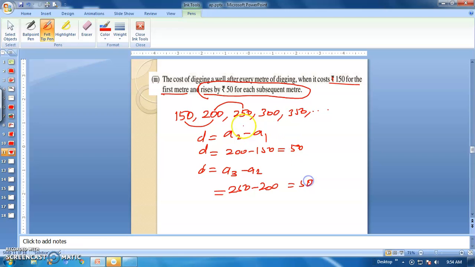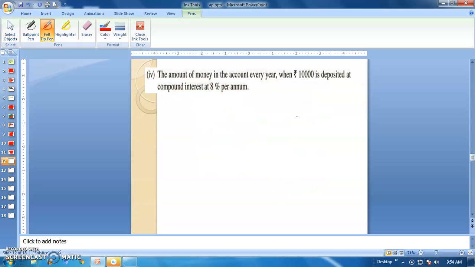So the difference between the second and first is 50, third and second also 50, and if you subtract the third from the fourth, also 50, and this one also 50. So all the common differences are the same. Therefore the series is in AP. Therefore the given situation forms an AP. Okay, look at this one.